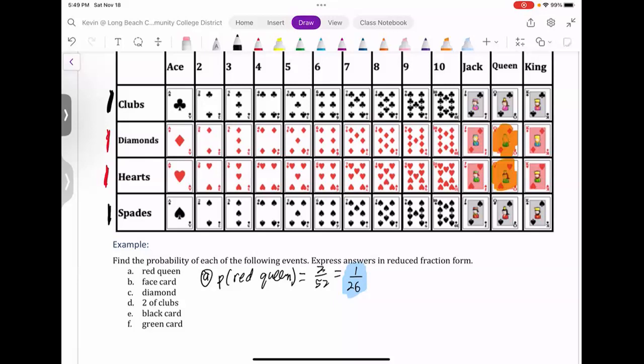Part B. Probability it's a face card. All right, again, my denominator is going to be 52. And how many face cards are there? These are all considered face cards, all the way down. So that is 3 times 4. That is a total of 12 face cards. That reduces to 3 over 13.